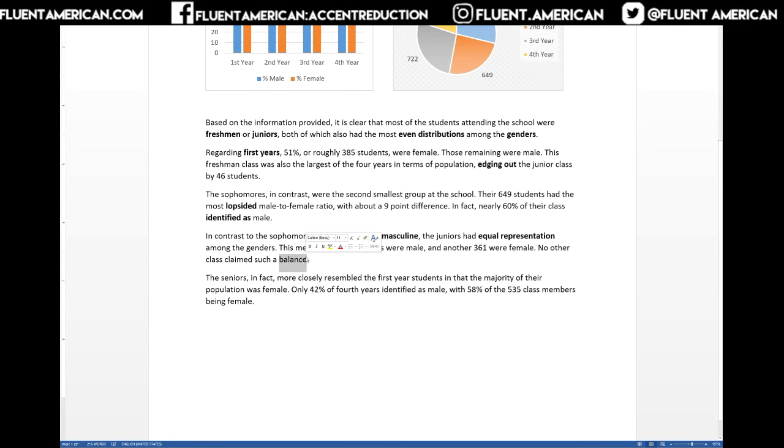Balance, so the two sides are relatively equal. To resemble, to be similar to. So we're saying that the seniors are most similar to the first year students.